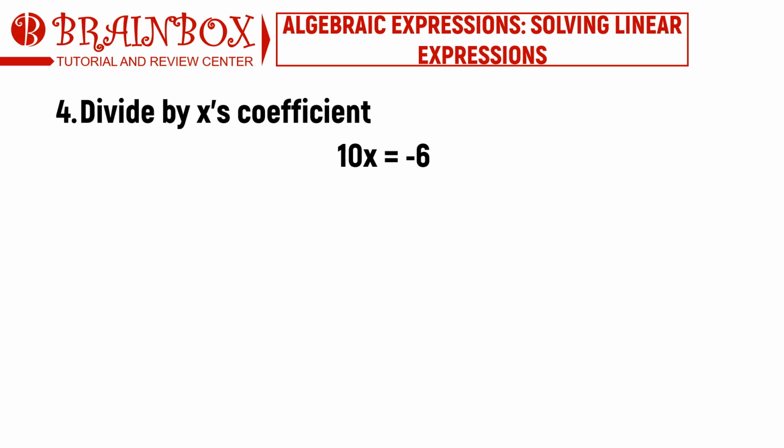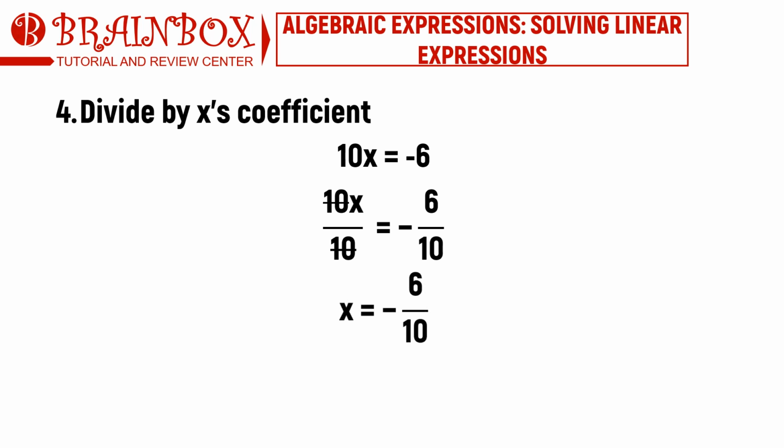The left side cancels out, leaving us with just x, while the right side becomes negative 6 over 10. Reducing our final answer to the lowest term, we have finally obtained the value of x, which is negative 3 over 5. As an exercise, you can verify this answer by substituting x with 3/5 into the original equation, and it should reveal that the left and right sides match up.